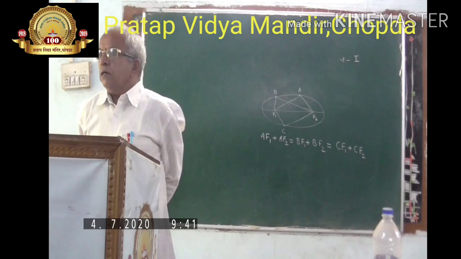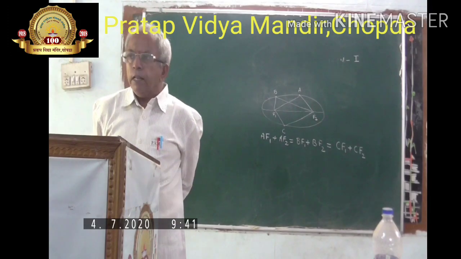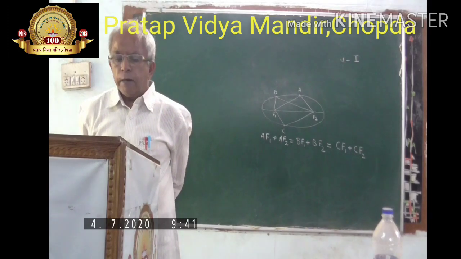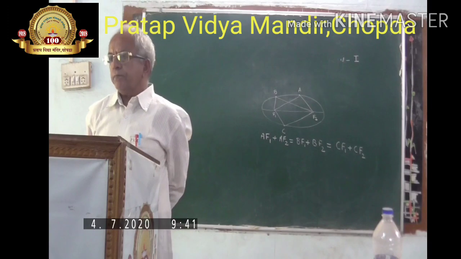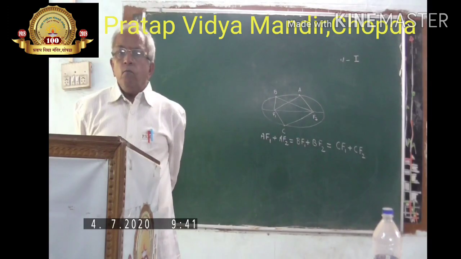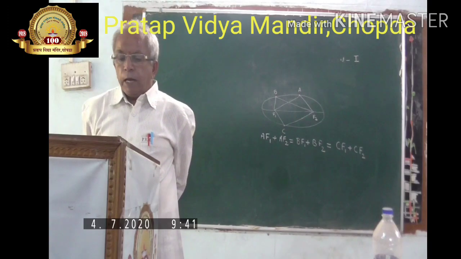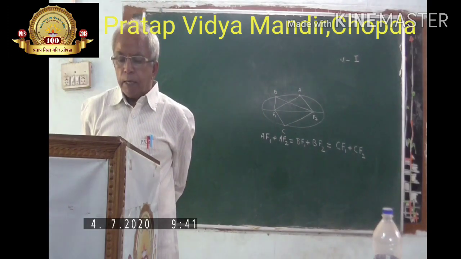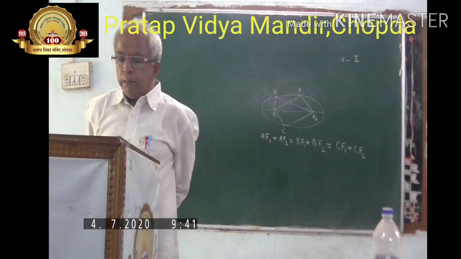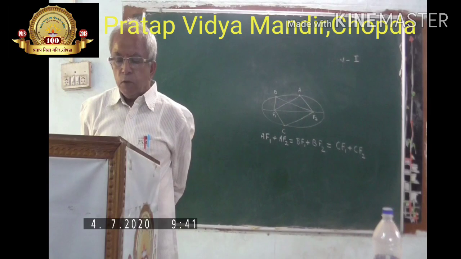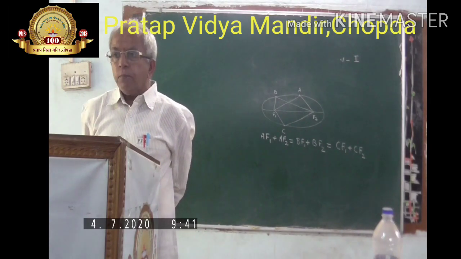Now, by using this figure, 3 laws are described by Kepler. Now, what is the first law of Kepler? According to first law of Kepler, the orbit of a planet is an ellipse with the sun at one of the foci.